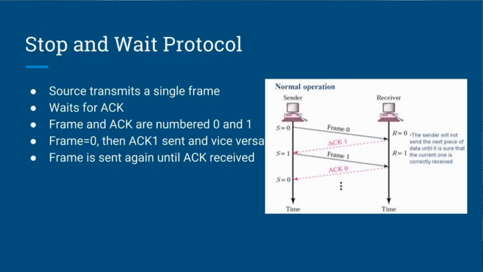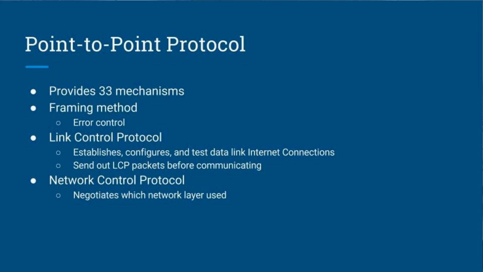Another major protocol is the point-to-point protocol. It provides 3 mechanisms. The first mechanism is the framing method. This is for error detection. It makes sure that the packet has the right frames and the right bits. Another mechanism is the link control protocol. It establishes, configures, and tests the data link connection.